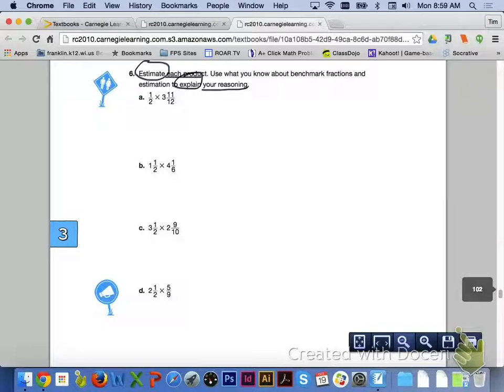Let's skip over to number 6 on page 194. You are going to estimate each product. Use what you know about benchmark fractions and estimation to explain your reasoning. I would like you to do letters A through D with your group members.